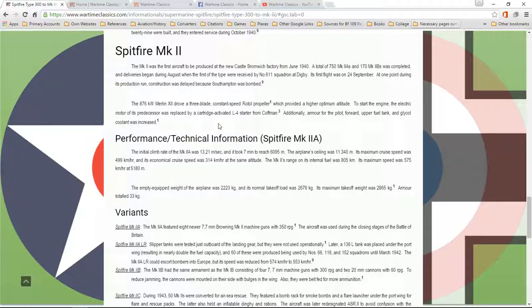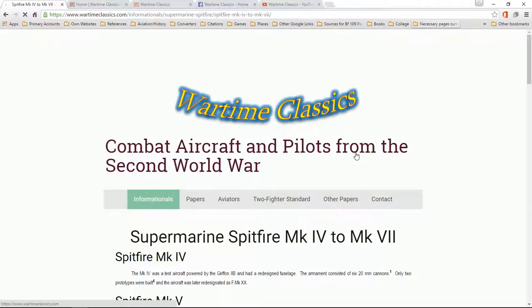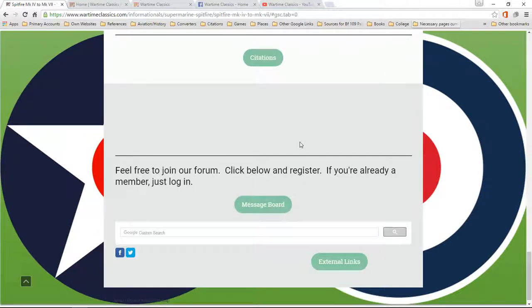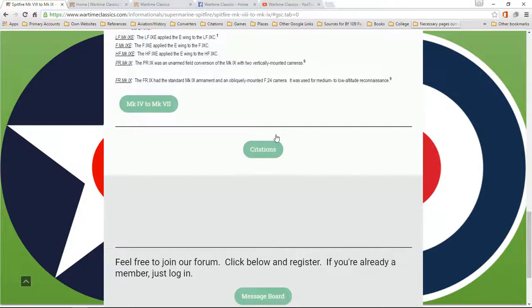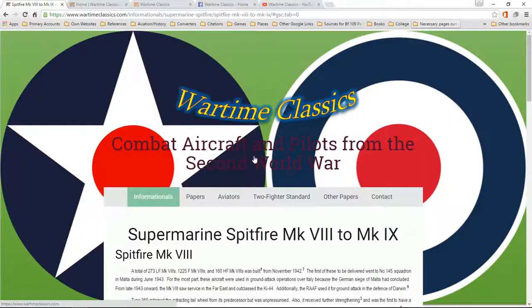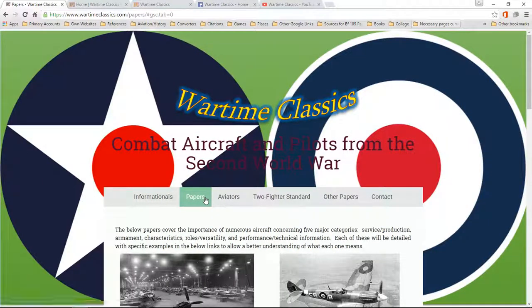And then it's quick, easy, flowing through to get to the next section. Currently it of course only goes up to the Mark 9, but that'll be changed later. The next one we're going to is the impact papers.